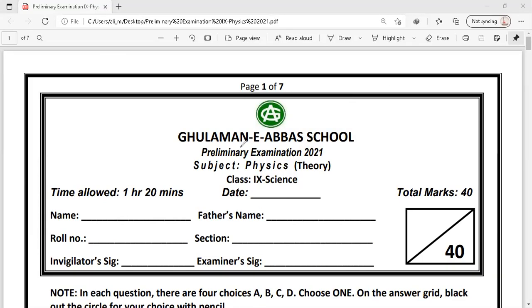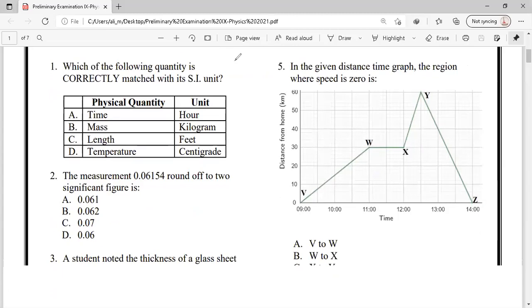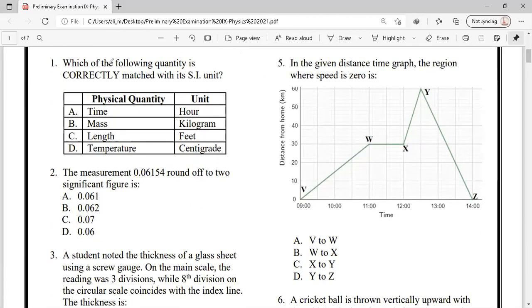आज इस वीडियो में हम गुलामान-ए-अब्बास स्कूल प्रीलिमिनरी एग्जामिनेशन 2021 फिज़िक्स 9 का पेपर सॉल्व करेंगे. So let's come to our first question in this paper. So, in this first question, which of the following quantity correctly matches with its SI unit?